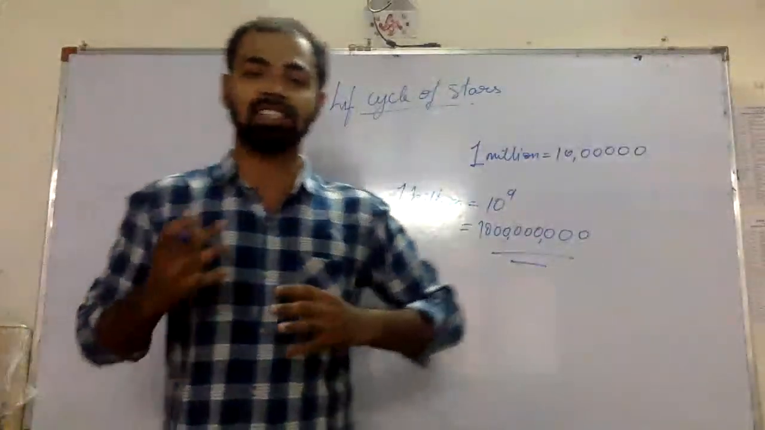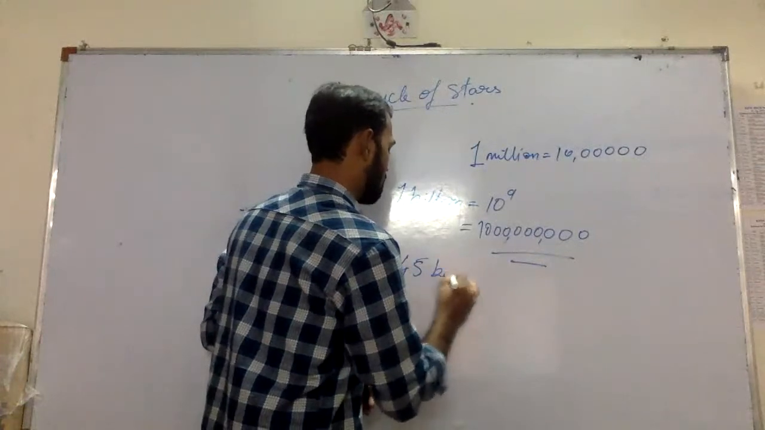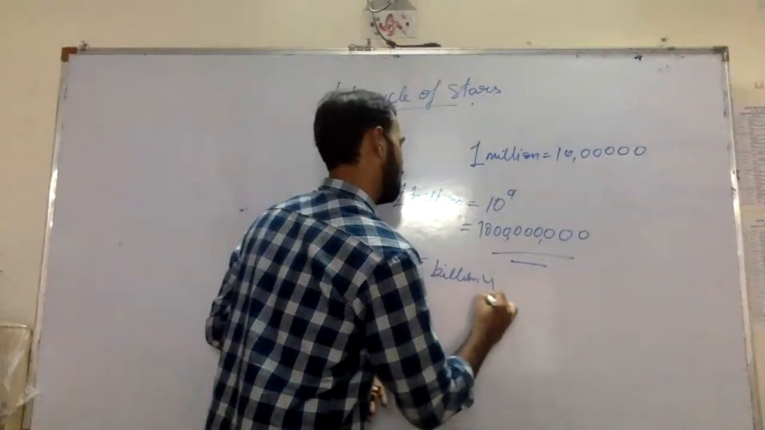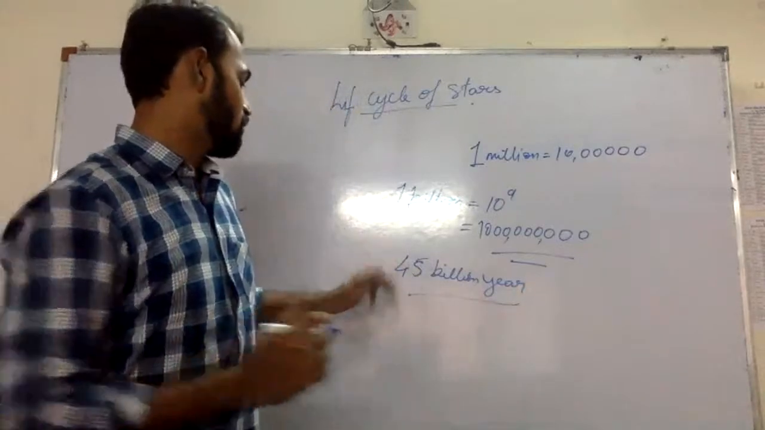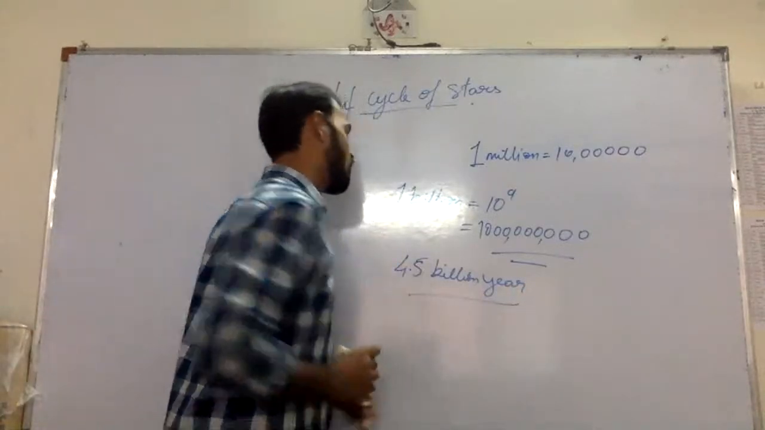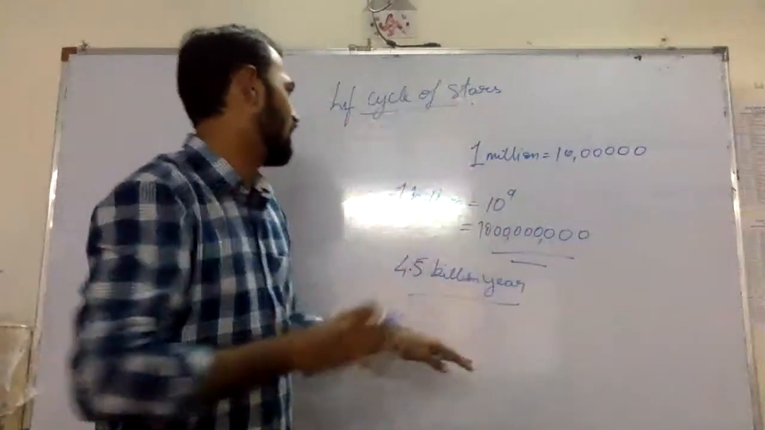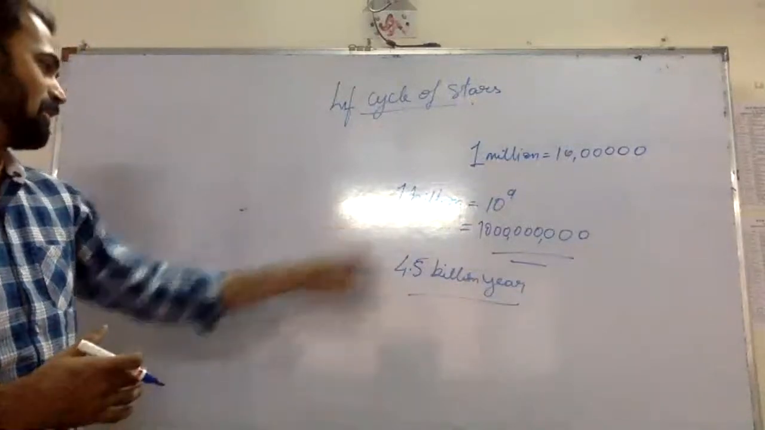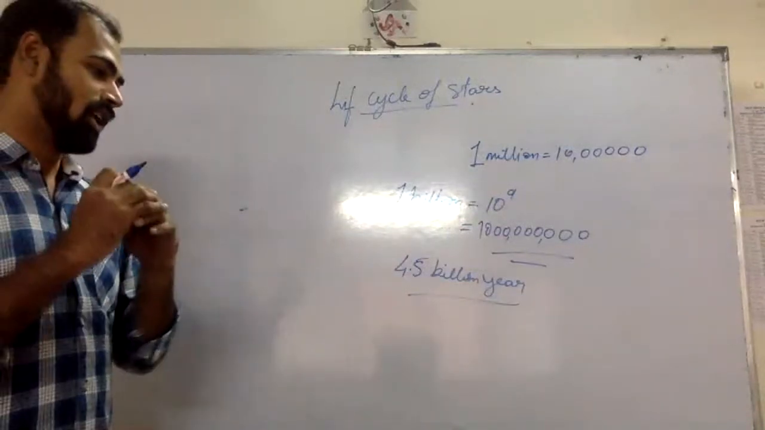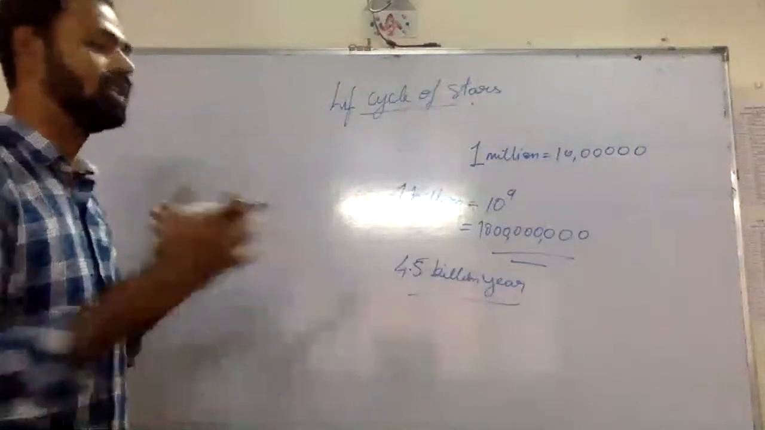You know how old our sun is? Our sun is almost 4.5 billion years old. Just look at how big 1 billion is, and how much 4.5 billion is. Such a huge time it is.